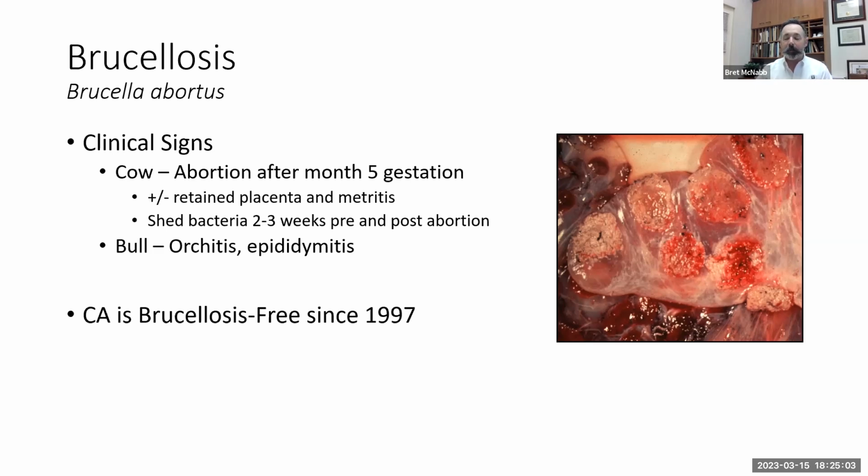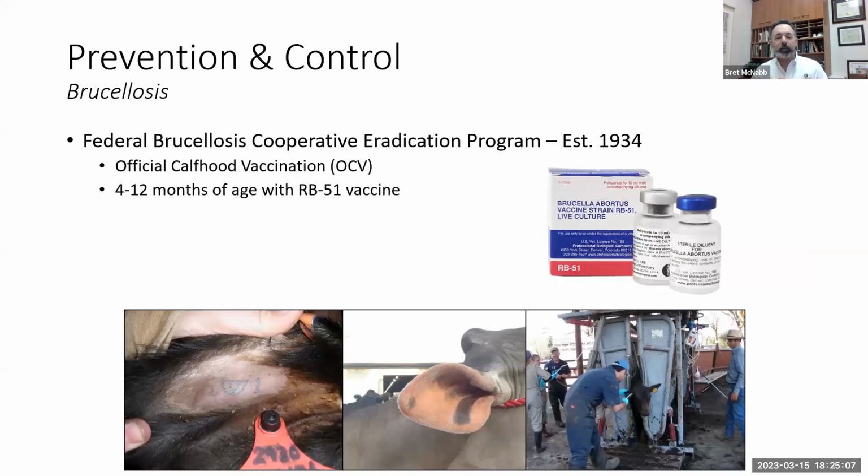But luckily, California has been brucella-free since 1997. And as you know, we have a really strong federal eradication program that's existed since the 30s to vaccinate cattle. And of course, now our regulations have changed in California, so that's not going to be required anymore, but still highly recommended for in-state cattle.